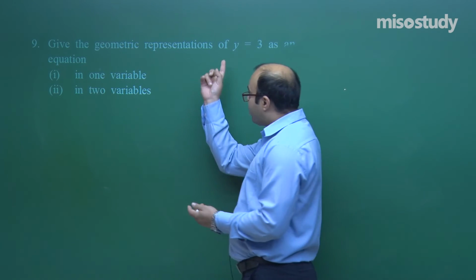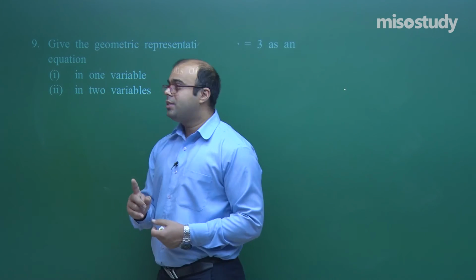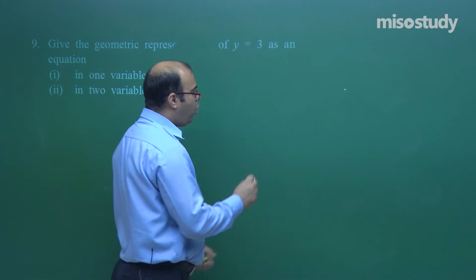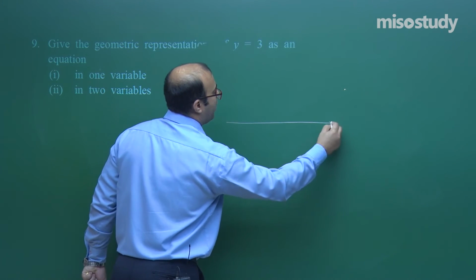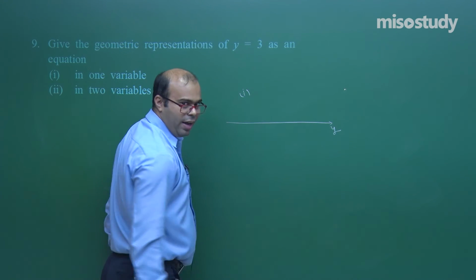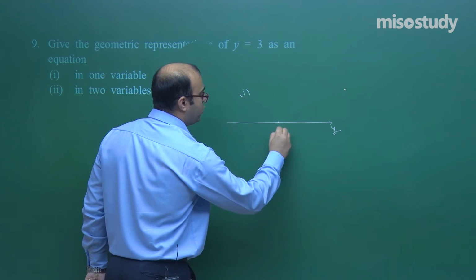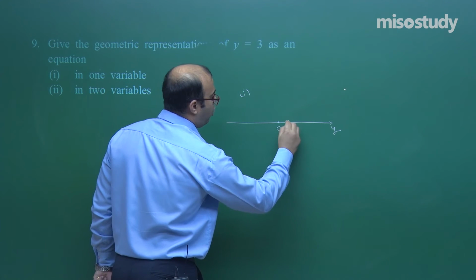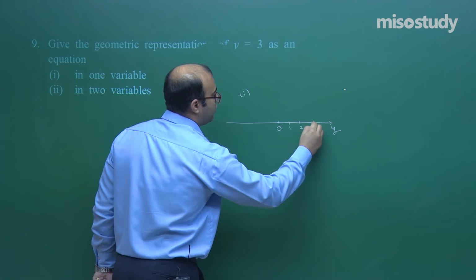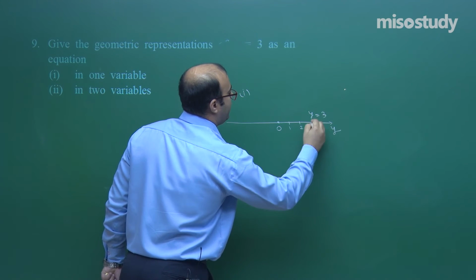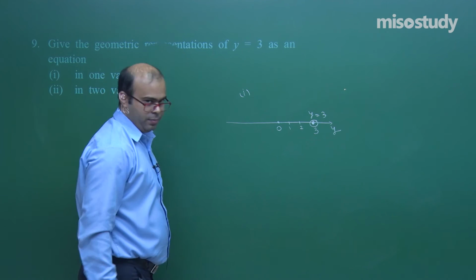If it is an equation in 1 variable, that means there is only one variable y, there is no x. So if there is no x, we take a number line. This is for the first part. There is a number line called y, there is an origin which is 0, and we want y is equal to 3. So on the number line, this is 1, this is 2, this is 3. So this point is y is equal to 3. It is represented by a point.